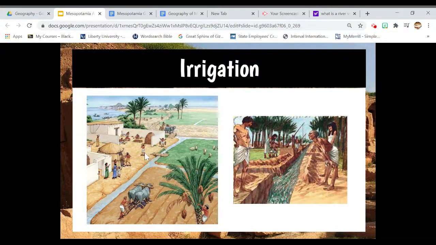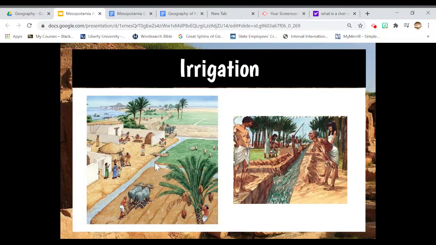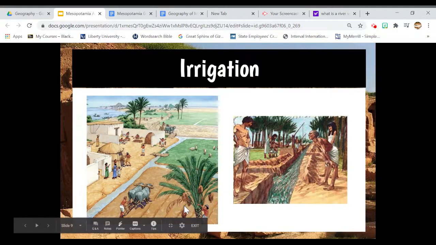So really fascinating. And the levees that were built were kind of like doors. So you would put the levee in the water and it would stop the water from flowing one way and have it water this area. And then you could open the door and have the water flowing this way. But they were able to control the water flow by using levees and canals.